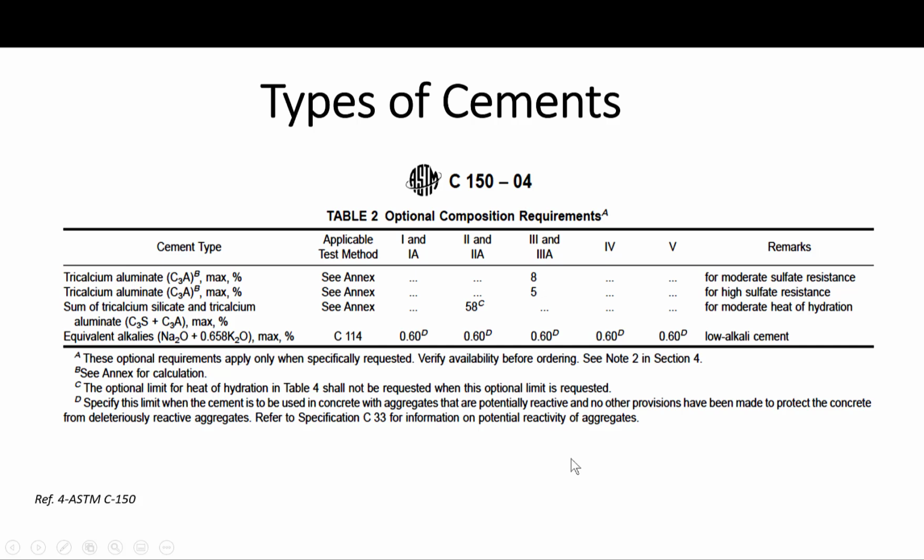This one here shows optional requirements for certain cements, what are optional, not standard requirements. Okay.